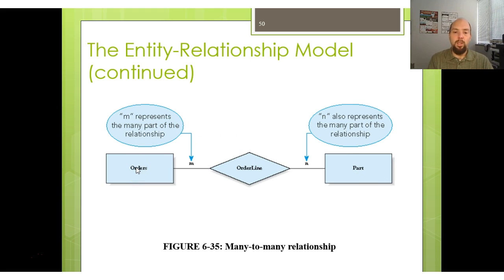So we have to look at this from both sides. Each one part could show up on many orders. Each order could have many parts. Therefore, we have a many-to-many relationship. We really don't want to do that.